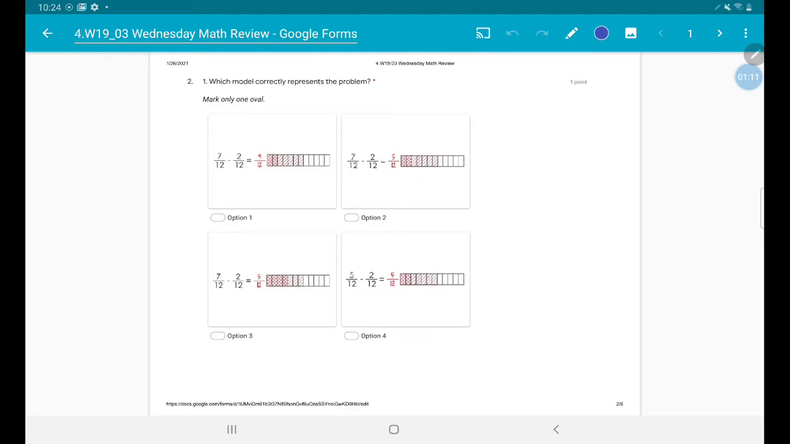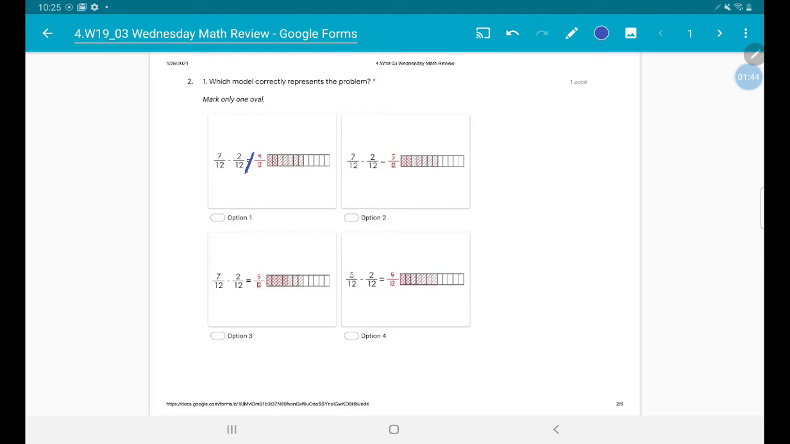But if I look at these in all four options, I have 12th size pieces. So I'm ready to subtract. So let's look at option 1. We have 7/12 minus 2/12. 7 minus 2 equals what? 5. So is 4/12 correct? No, we don't even have to worry about the model because 7/12 minus 2/12 equals 5/12, not 4/12.